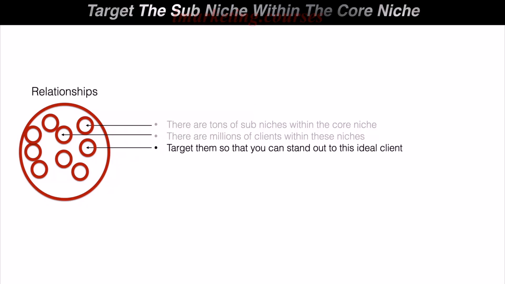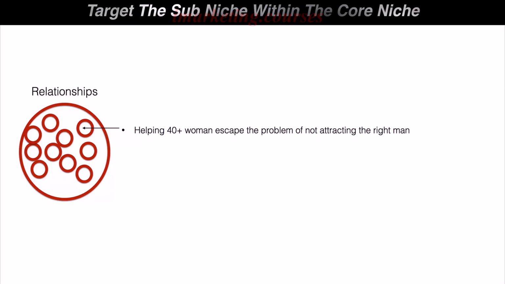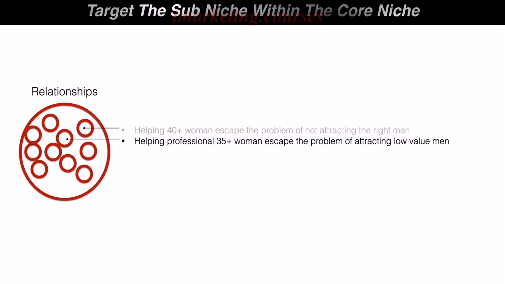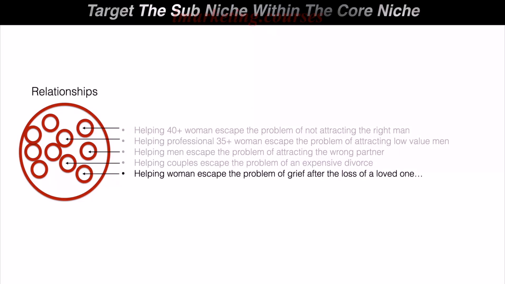Okay. Relationships. Again, tons of sub niches within the core niche, millions of clients within these niches. Target them so you can stand out to this ideal client and so that they will purchase quicker. These are the 5-10% of hot buyers because it's very specific. This client has been targeted with generic offers over and over again, which means your offer can stand out. Helping 40 plus women escape the problem of not attracting the right man. Helping professional 35 plus women escape the problem of attracting low value men. Helping men escape the problem of attracting the wrong partner. Helping couples escape the problem of an expensive divorce. Helping women escape the problem of grief after the loss of a loved one. Okay, so we're going to focus on the specific sub-niche first, and then you can expand.